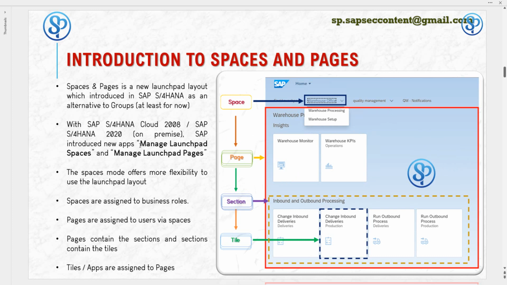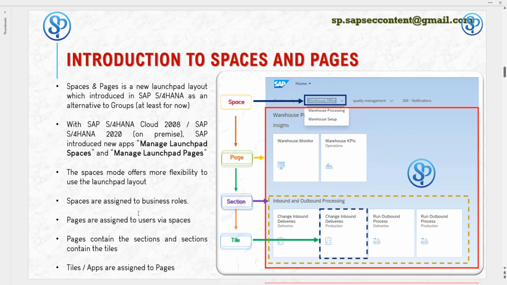So what SAP has done is SAP has given you two new apps. Okay. One is Manage Launchpad Spaces to manage the spaces. And there's another app you have, Manage Launchpad Pages, to manage the pages. Okay. Create, change, edit, whatever you want to manage the spaces and pages, you have two different apps now. Now, when you use the space mode, it offers you flexibility for using the Launchpad layout. The landing page screen that you have, it offers a tremendous amount of flexibility in how you want to use that for displaying your apps. Okay. So basically, with spaces and pages, you can have a new layout of your Fiori Launchpad.